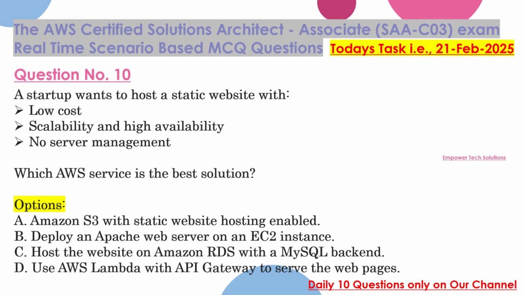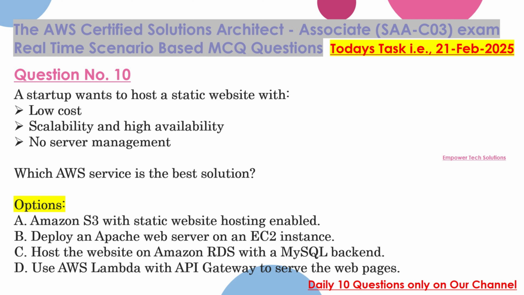Question 10. A startup wants to host a static website with low cost, scalability, and high availability, with no server management. Which AWS service is the best solution? Options: A. Amazon S3 with static website hosting enabled.